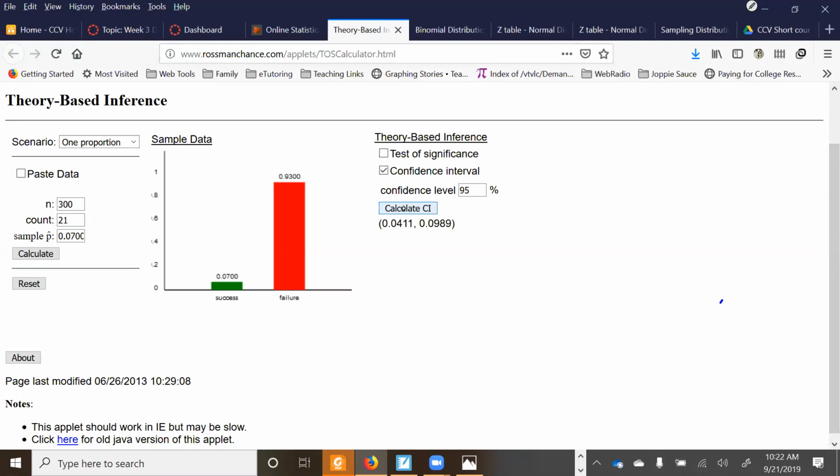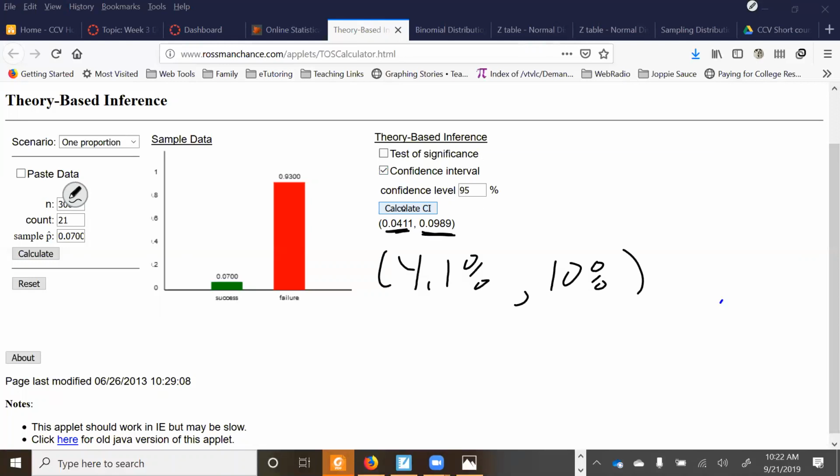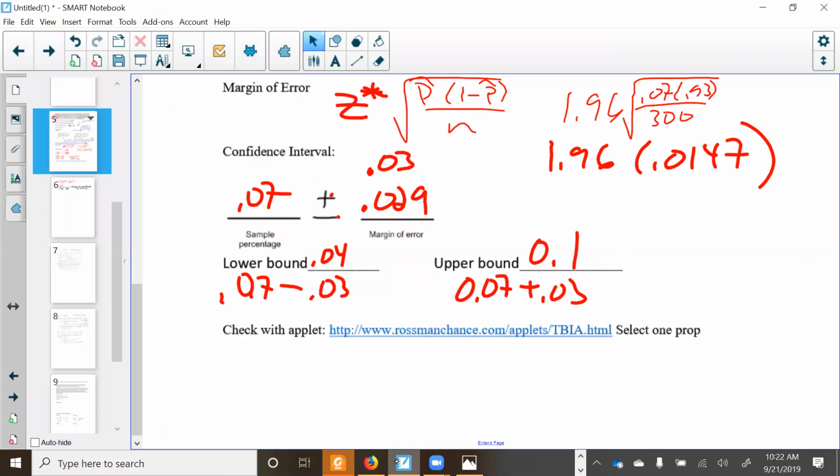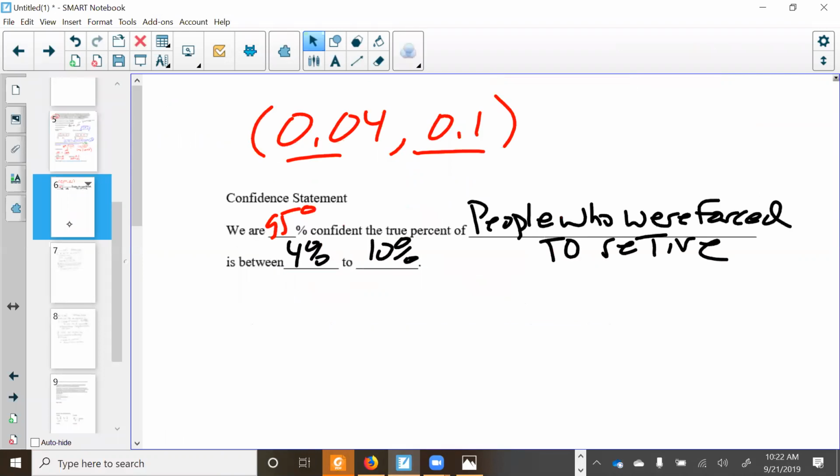What I would do if I were you and I had to complete this work, I would use this applet, and then I would write that down as 4.1% to 10%. That would round enough. Now, my open math is going to want those a little bit more exact. They probably aren't going to want the percentage unless they say that. Okay, so that's how this Rossmann Chance applet works. Works really, really well. Okay, so I don't think I did another example of this, but there's plenty in that OpenStax textbook we can look at if you need help with.